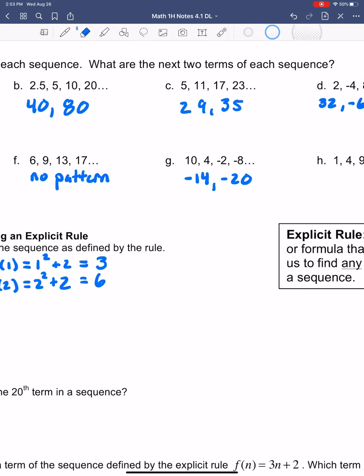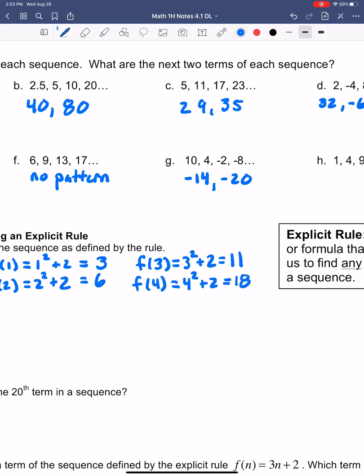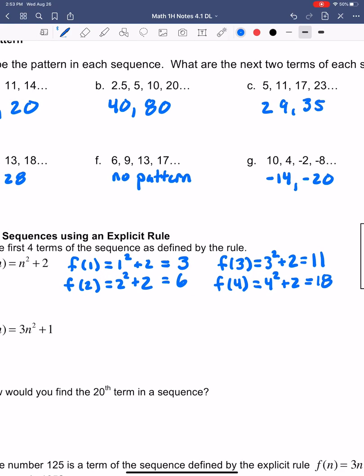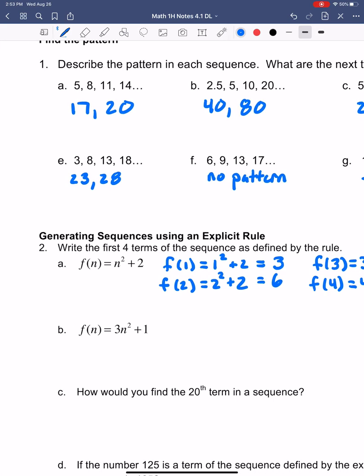So f of 3 is going to be 3 squared plus 2, which is going to give me 11. And then f of 4 is going to be 4 squared plus 2, which is going to give me 18. And so the first 4 numbers in my list here would just be 3, 6, 11, and 18. And so I'll go ahead and list those over here. That was 3, 6, 11, and 18.